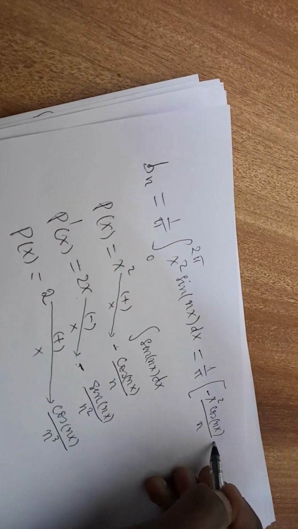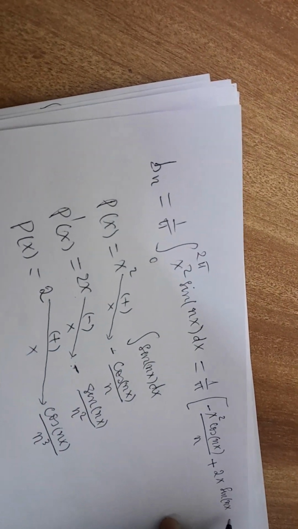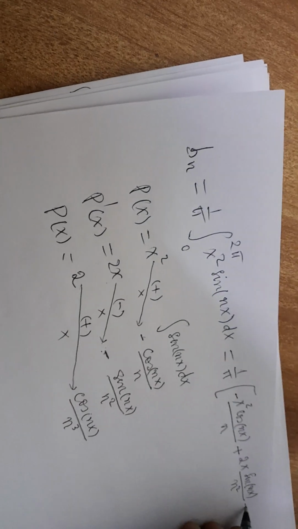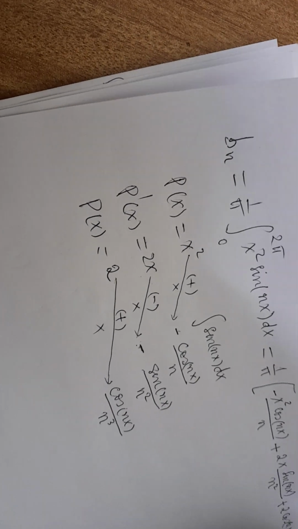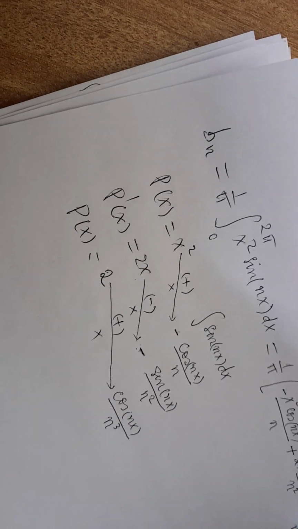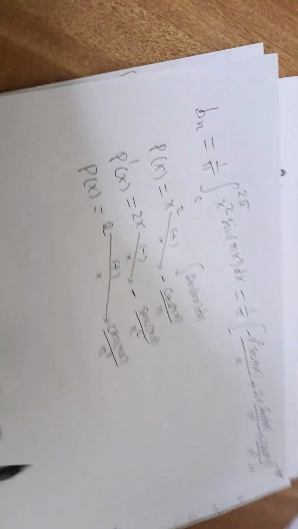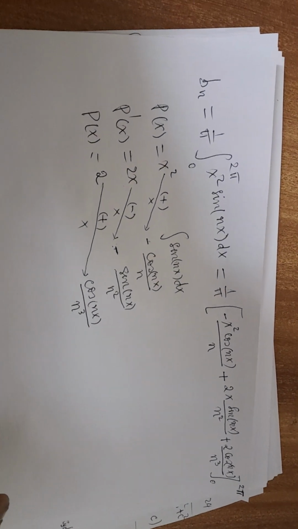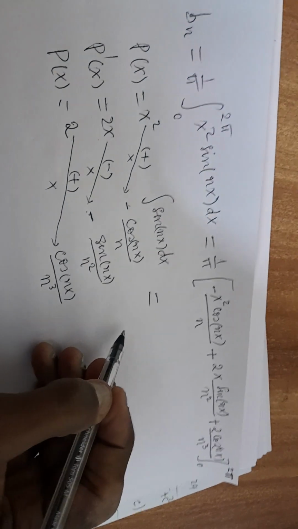Okay, this will be plus 2x sin(nx) upon n squared, then plus 2 cos(nx) upon n cubed. This is from 0 to 2 pi. See here, are we together? Yes, we are together. Now just find this, and you will get this one.